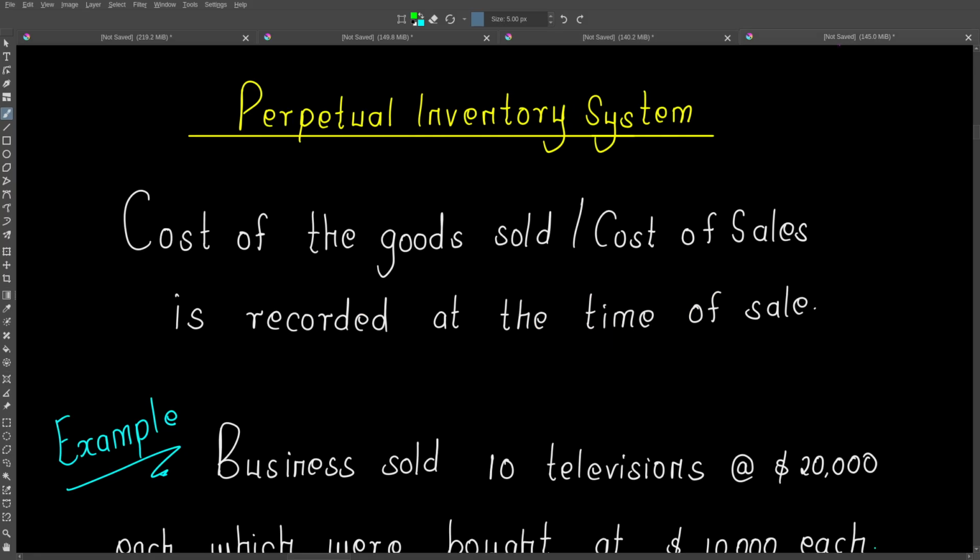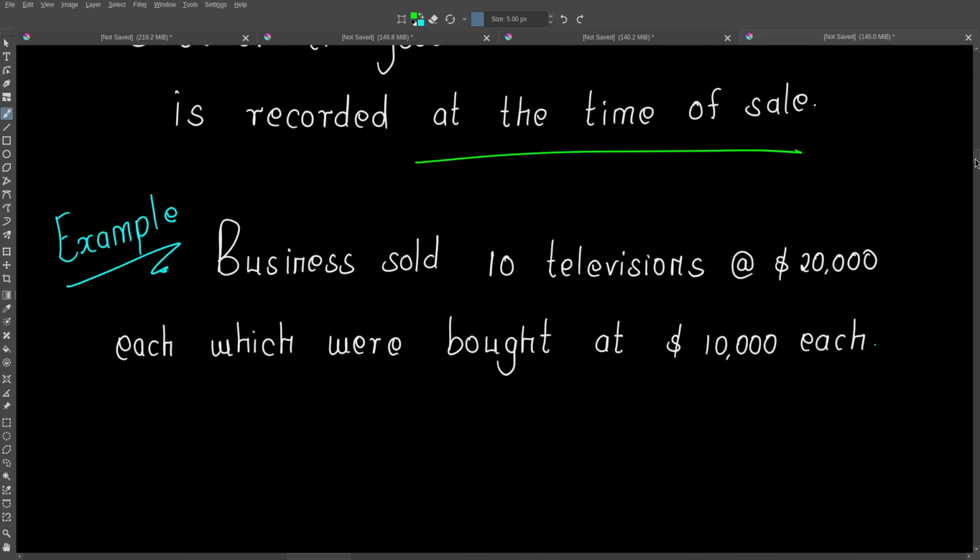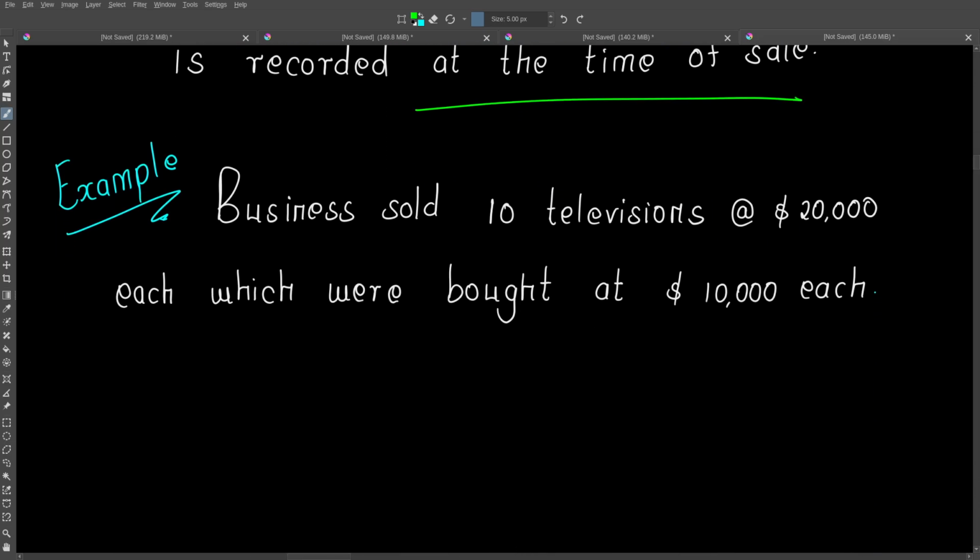Okay, what do we mean by this? Let us first look at the perpetual inventory system. The cost of the goods, or rather the cost of sale, is recorded at the point of sale. So in this case, let's say, for example, a business sold 10 televisions at $20,000 each, which were bought at $10,000 each. Remember, I said the cost of sale is not the selling price. No, it is the cost that you have incurred to buy those goods that you have sold.